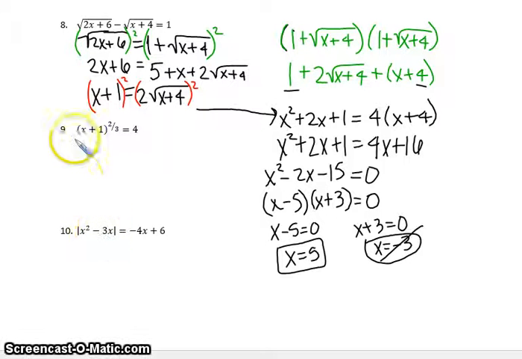On the second one, number 9 rather, this is x plus 1 to the 2/3. Just like if you have something being squared, you would do the square root because that undoes it. You can do the square root to undo the 2 and cubing it to do the 3, and just a little explanation on that. Square rooting something, the square root of x, is the same as doing x to the 1/2.